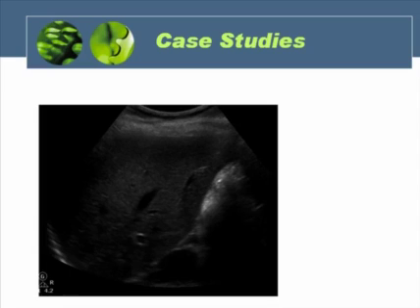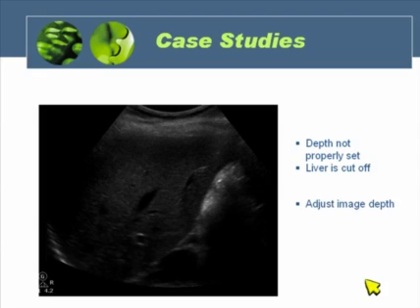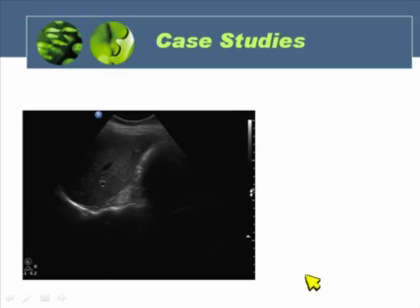What do we think of this image? I agree. The depth is not properly set. I don't see the diaphragm in this image. So therefore, I am cutting off part of this image and I may be missing pathology. Therefore, we need to adjust the image depth. Remember that a lot of our pathology, especially in the liver, occurs on the edges of the liver, and I've seen masses missed because the depth was not properly set.